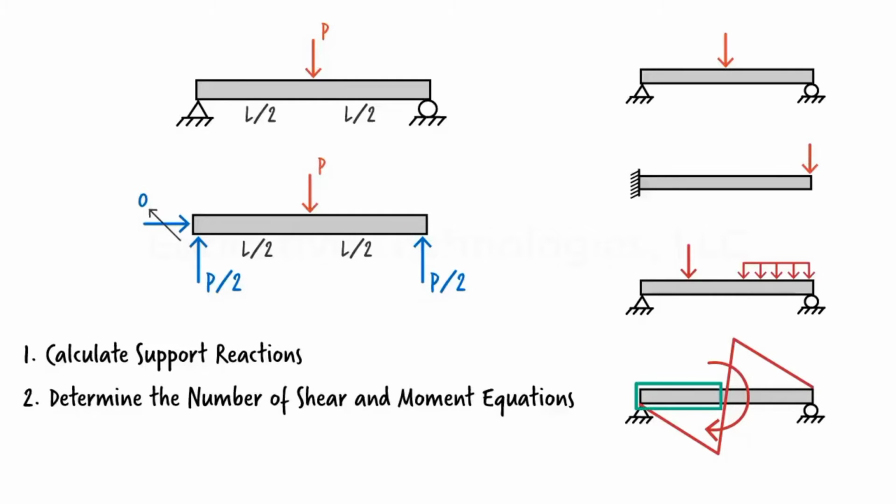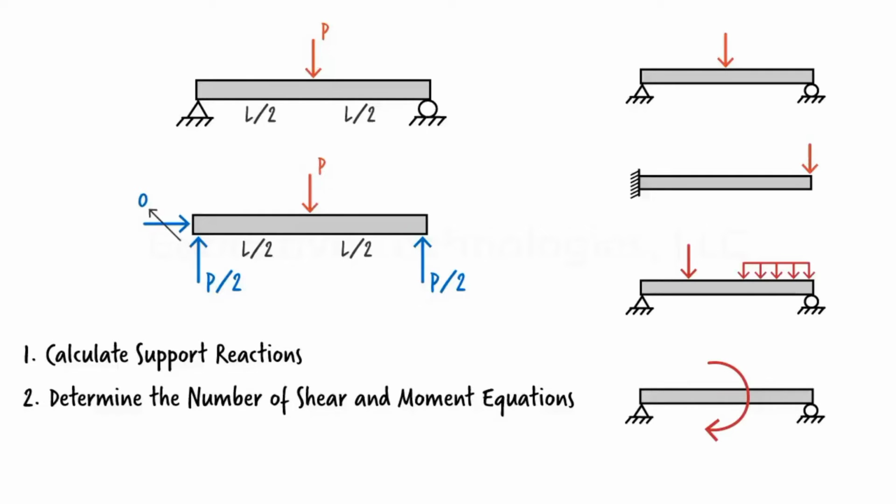We need one equation for the left segment up to the point of discontinuity. We need another equation for representing moment past the point of discontinuity. However, the concentrated moment does not cause any abrupt change in shear. Therefore, we can represent shear in the beam using a single equation. So let's summarize what we have so far.